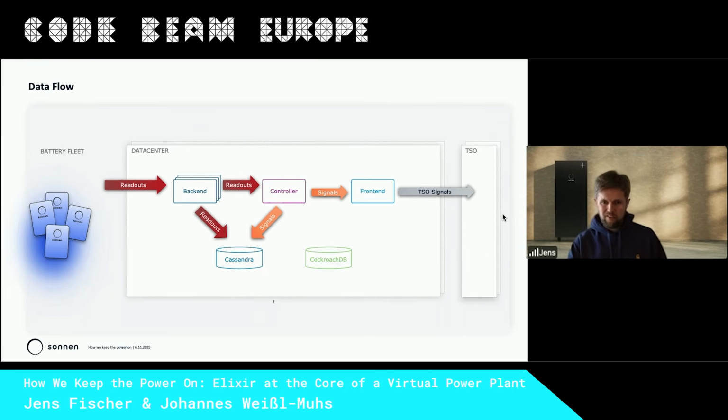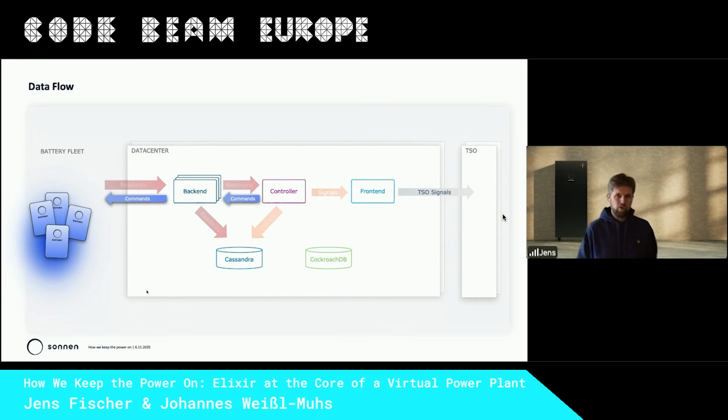Now we know how our system receives data from the battery, but we want to control the batteries, of course. So how does this work? This is the task of the controller. The controller, just as described, calculates the signals. These come from an optimization that is run every few seconds, every 10 seconds. The controller is running an optimization, and the output of this optimization is commands, generated one command for each battery.